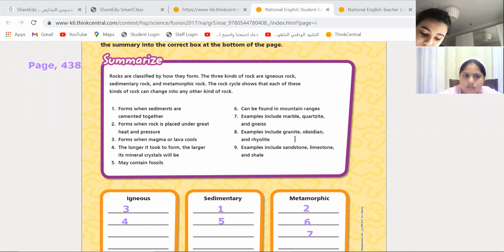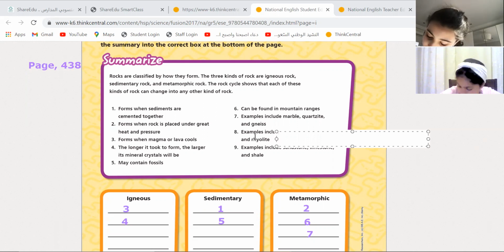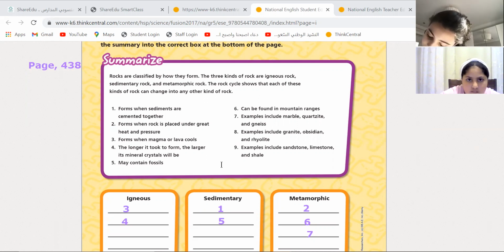Examples include granite, obsidian, and rhyolite. Yes, these are difficult names. That's why I'm helping you, my love. Okay, granite, obsidian, and rhyolite, all three just cooled down and harden. So which type are they? Are they igneous, sedimentary? Sedimentary. They cooled down and harden. Okay. Igneous? Yes, they are igneous.